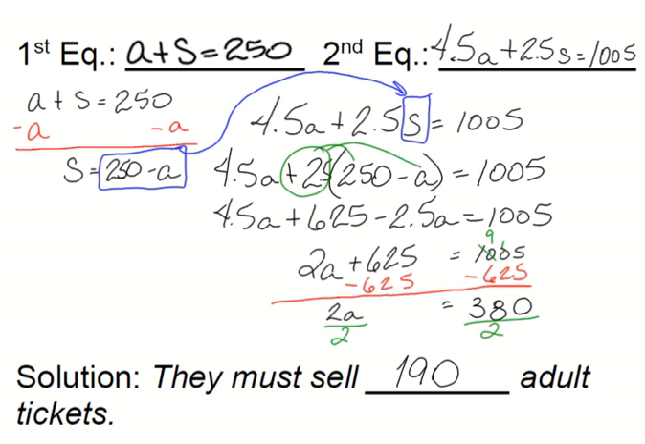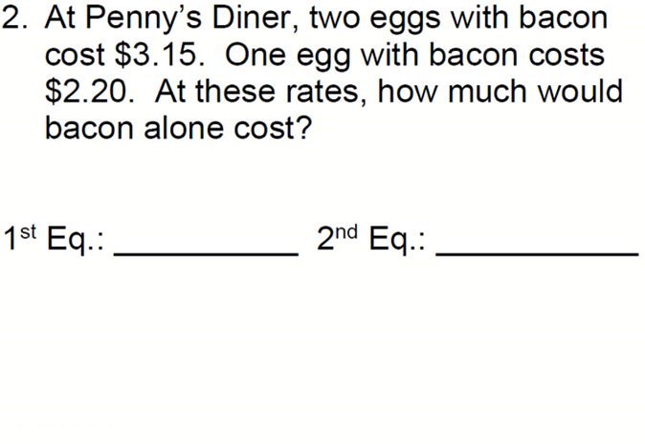For example 2, it says here we're at Penny's Diner, and 2 eggs with bacon cost $3.15. 1 egg with bacon costs $2.20. So at these rates, how much would it cost for bacon alone? So our goal is to find the cost of my bacon. That's what we're looking for.